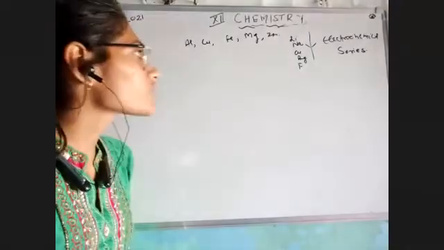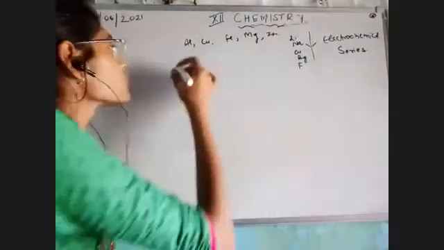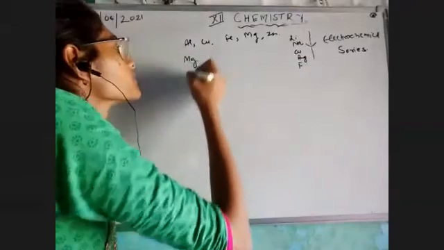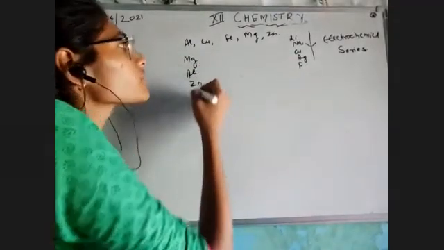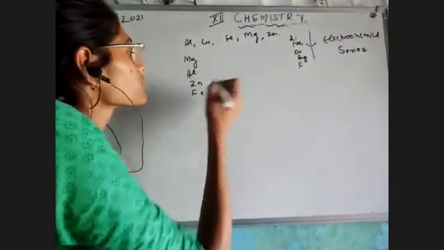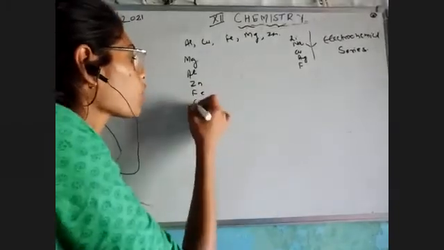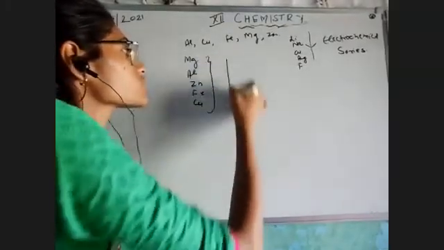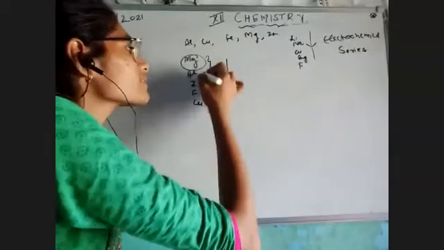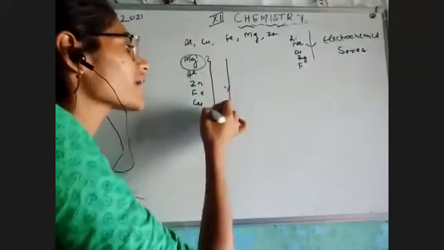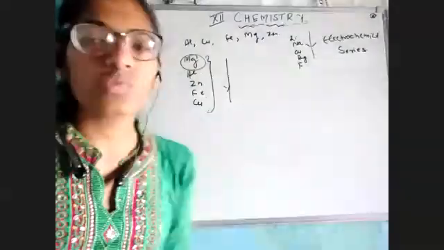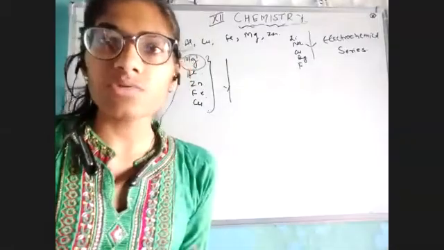So according to the electrochemical series, the answer would be magnesium, aluminium, zinc, Fe, copper. That means magnesium is more reactive than aluminium, than zinc, than iron, than copper. Okay, this is a very simple, very basic question. Now let's move to our second question.